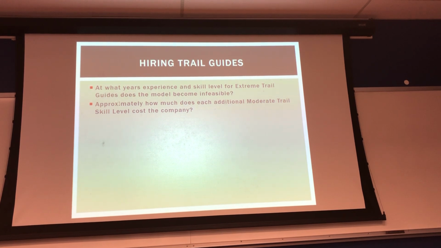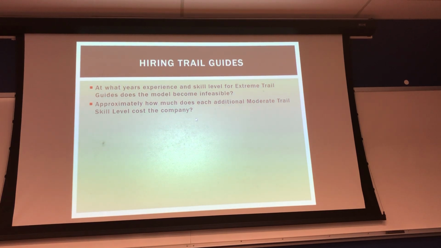This first one's a little bit different because the question says, at what years of experience and skill level for the extreme trail does the model become infeasible? So the point in this one is a little bit different than our normal solver table where I'm trying to get you to get an answer and analyze why it's like this. It's more about I want you to see something that happens when solver gets stuck. And so anyway, we'll look at this one.